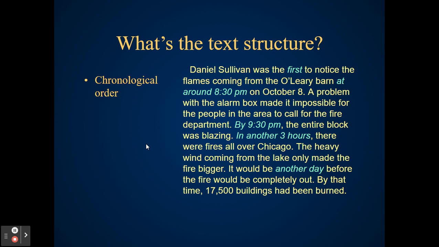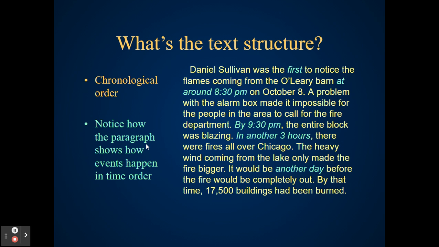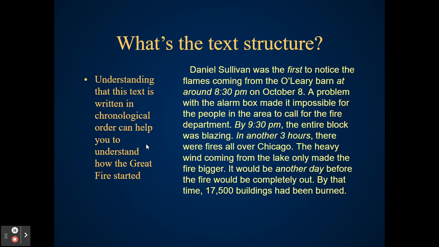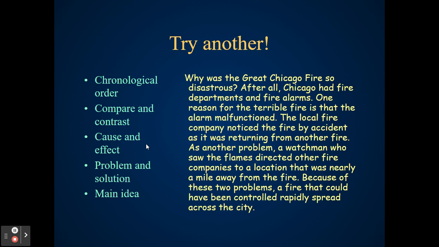All right, so this is a chronological order because you can see those clue words in the blue. First, this happened, and then you've got some times. So the first time would happen first, and then the later time, and then it says in another 3 hours, and then it says another day. So those are helping you to sequence the order of events. Understanding that it's written in a time sequence structure helps you to understand when the Great Fire started. Let's try another one.